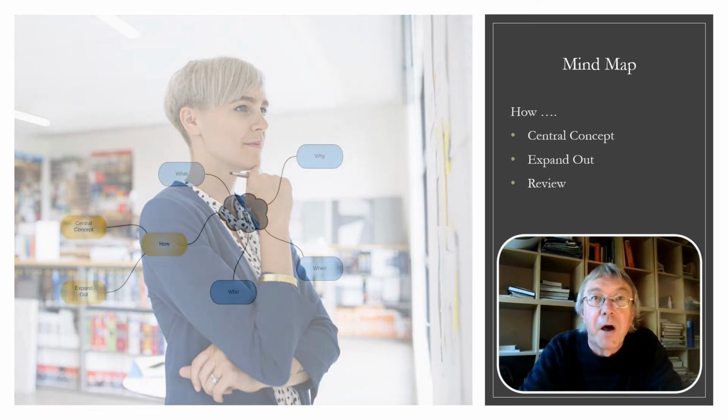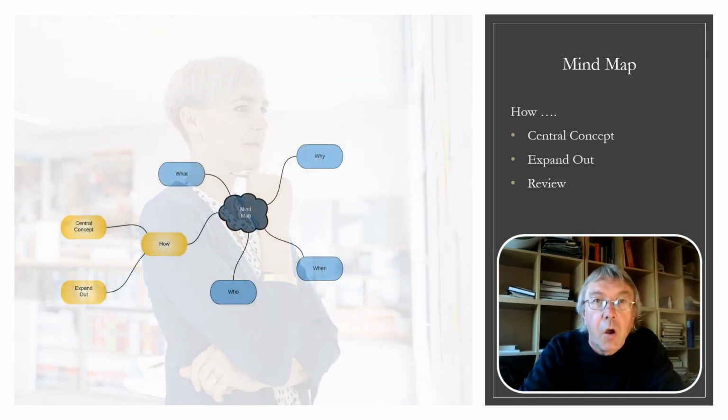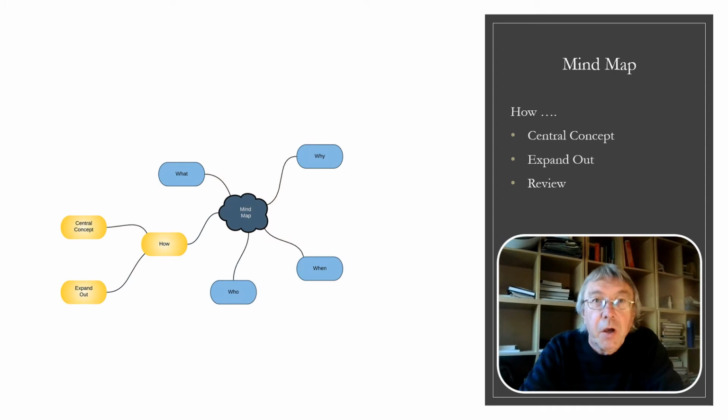How to construct a mind map? Well, simply you start with one central concept, representing what it is you're trying to analyse in this particular case. And then you can expand outwards, adding ideas and information almost with no limit. Then at some point you need to step back, review, discuss, and see if what you've got is accurate, complete and comprehensive.